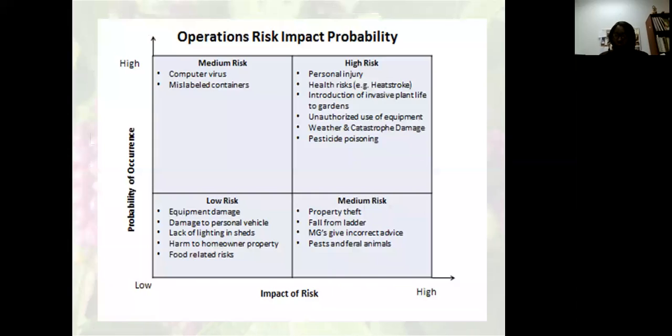Then there's those operational related risks. And this is where you see we have lots of things in each one of the quadrants. And so for high impact, high probability risk, we have personal injury, health-related risk, introduction of invasive plant life to gardens, unauthorized use of equipment, pesticide poisoning, weather and catastrophe, and you could see the other things I have listed here. So I'll go through some of these.